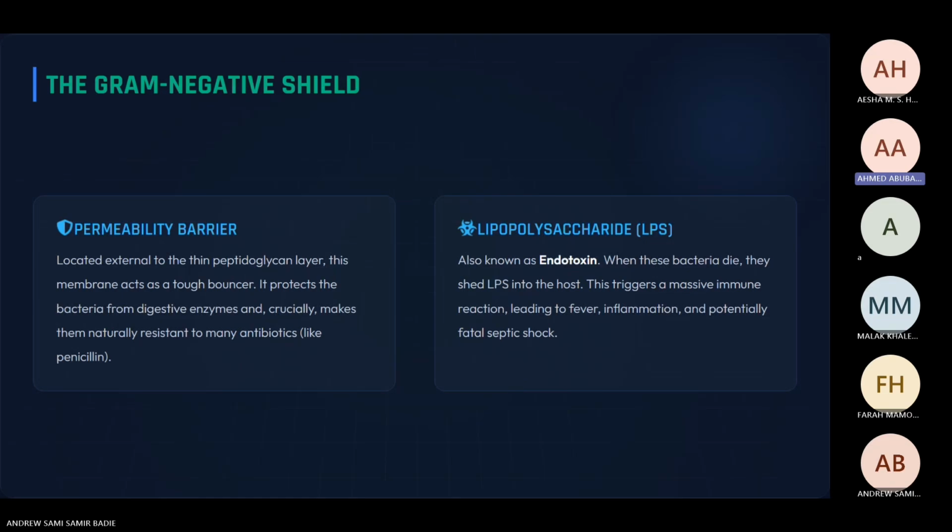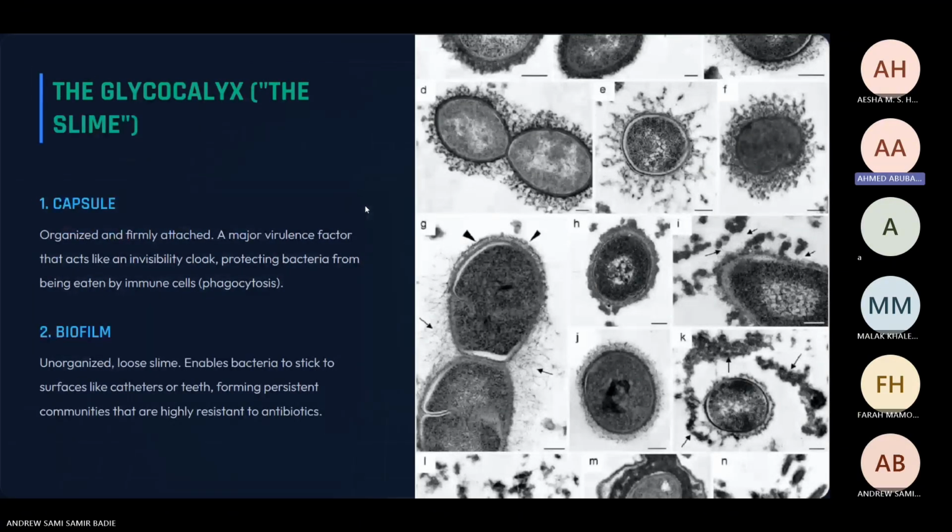So what do we mean by the glycocalyx of the bacteria? It's a slimy coating, and we need to differentiate between the capsule and the biofilm by understanding the difference between them. If the slimy layer is organized and firm, we call it a capsule. The capsule is a major virulence factor because it can act as an invisibility cloak. So it makes it hard for the immune cells to recognize and phagocytose the bacteria.